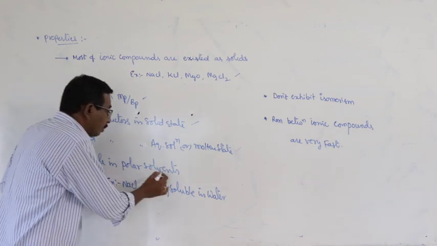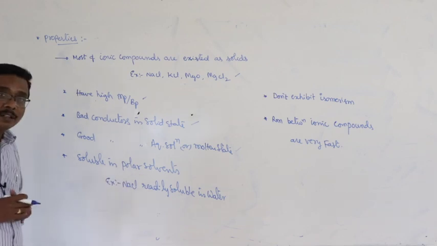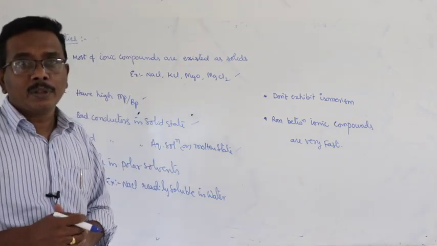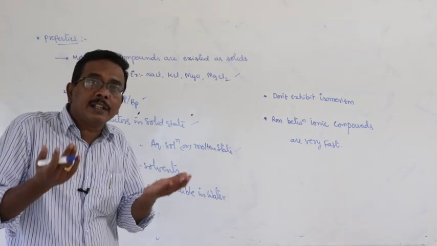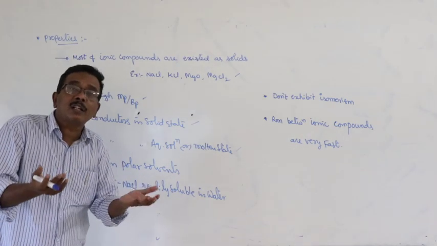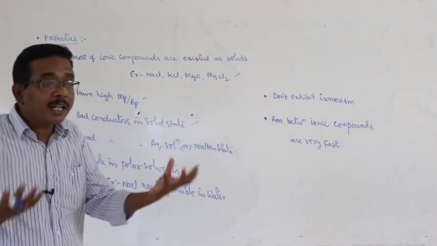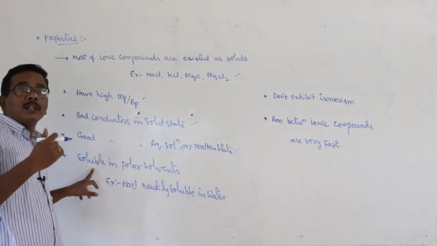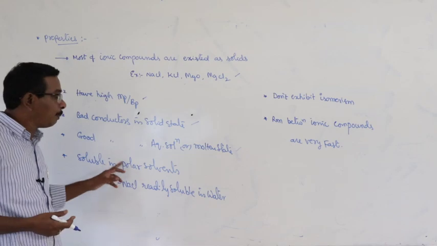Next one, ionic compounds are soluble in only polar solvents. Means what? Ionic compounds are composed of oppositely charged ions, meaning they are polar in nature. Polar solvent means the solvent molecules also have oppositely charged poles. By the interaction between oppositely charged poles of solvent molecules and the solute ions, they are readily soluble in the polar solvents.